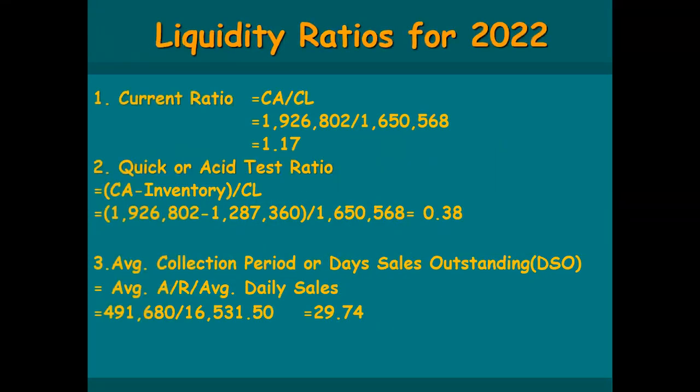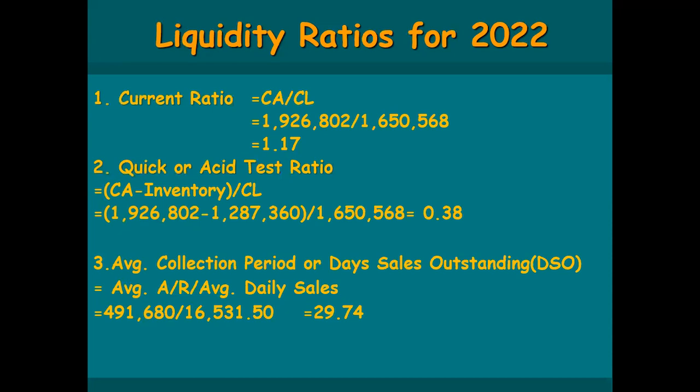Liquidity ratios for the year end 2022. Current ratio is equal to current asset to current liability. It should be more than 1. And here we have 1.17. Current ratio basically represents the ability to meet current liabilities from current assets.